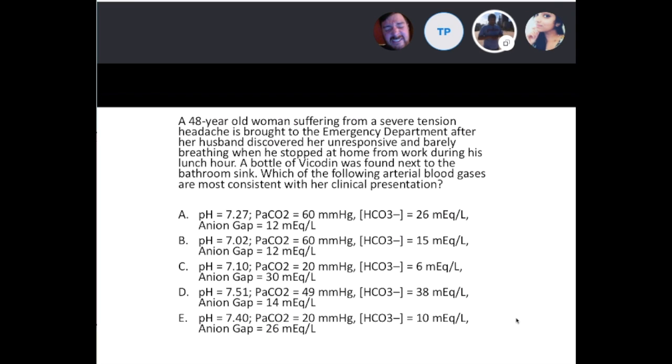I think this one was still C's. Yep. A 48-year-old woman suffering from a severe tension headache is brought to the emergency department after her husband discovered her unresponsive and barely breathing when he stopped at home from work during his lunch hour. A bottle of Vicodin is found near the bathroom sink. Which of the following arterial blood gases is most consistent with her clinical presentation?